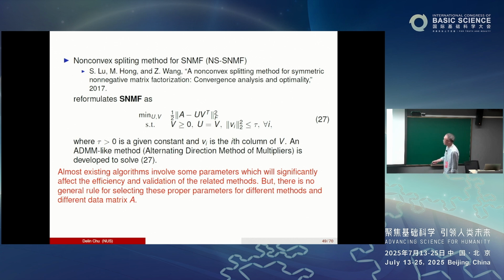Well, now the problem is how to choose such a parameter tau or parameter R. Almost every such algorithm involves some parameters which will significantly affect the accuracy and validity of the related method. So far, there is no general rule we can use to select a good parameter for different methods, or for different data sets. This is the big problem for such methods. Based on this observation, naturally we hope we can develop a numerical method without any parameter.